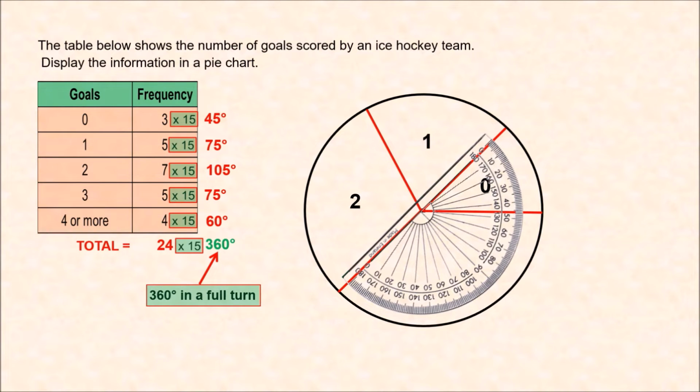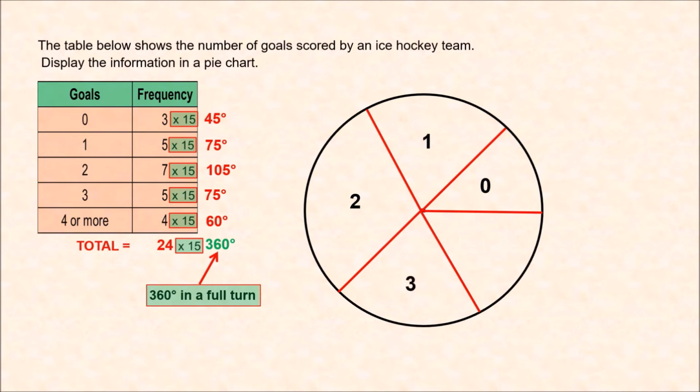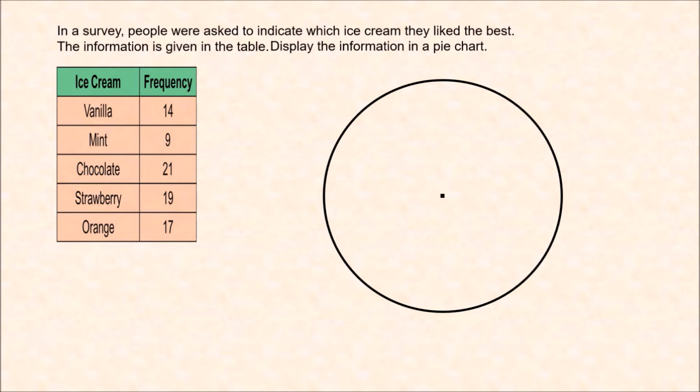And then for 3 goals, from the new radius, measure 75 degrees. That would be 3 goals. And for the remaining, that is actually 60 degrees for 4 or more goals. If you didn't get it right, you have to check your notebook, check your work, and make sure that it's correct, and then we go on.